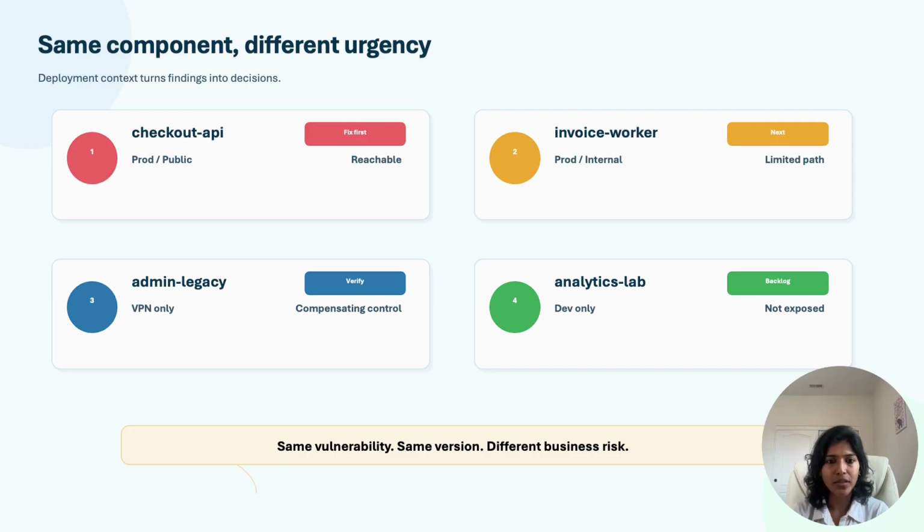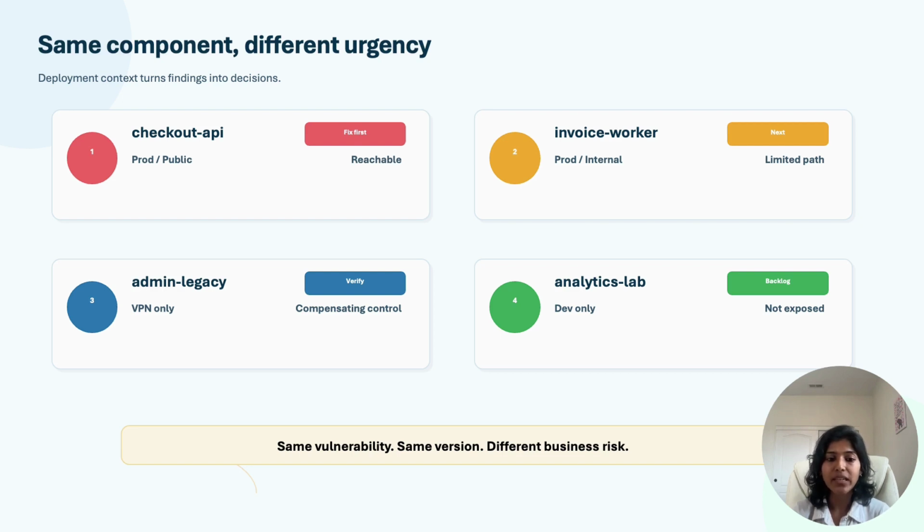If you look at the graph, from top left, we have the checkout API, which is a fix-first issue available in the production environment, publicly reachable. That would be the P0. And priority-wise, number 2, invoice worker is also in production, but it is only internal. So I would place it number 2.